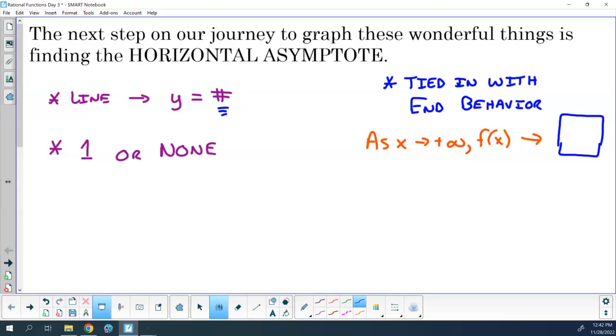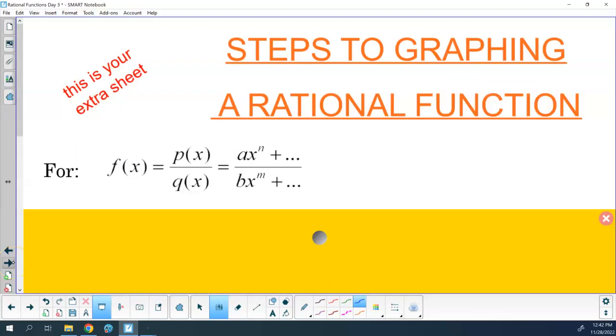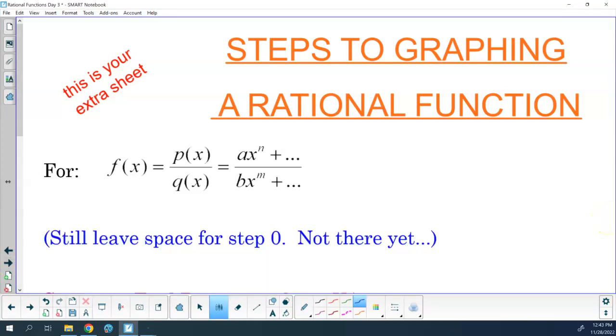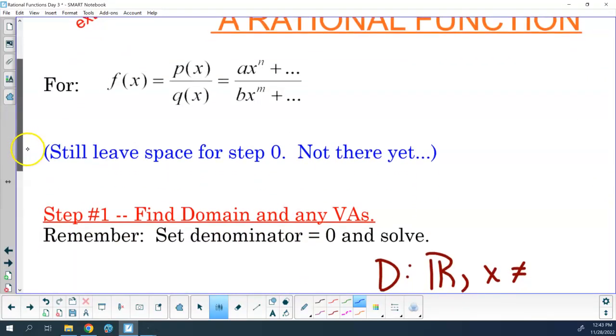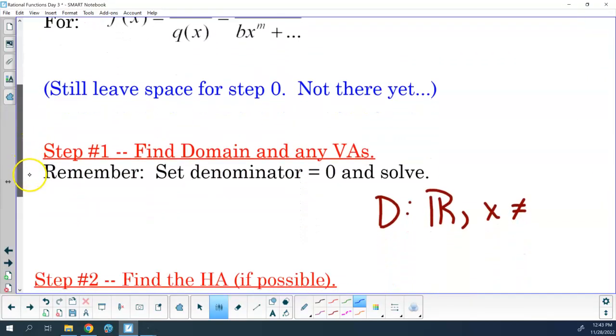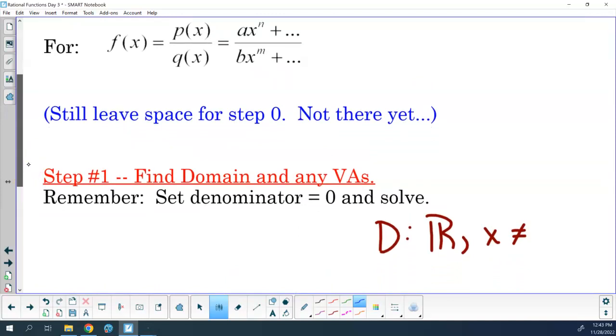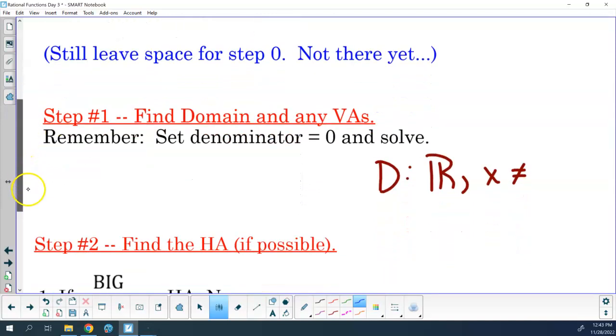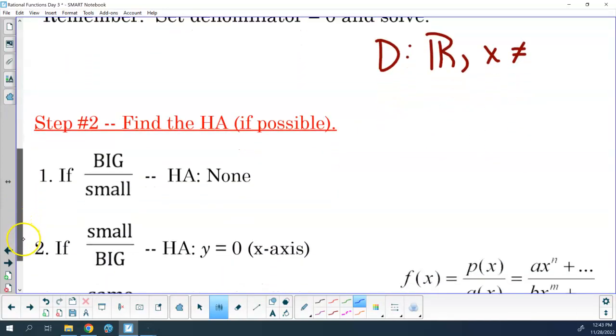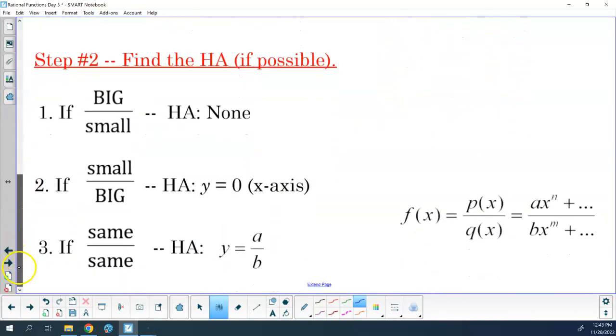Okay? So how we go about finding the horizontal asymptote, and this can now go on your extra sheet. We're still going to leave space for 0. Step number 1 was find the domain and any vertical asymptote. We did that on Monday. So now here are the steps to finding our horizontal asymptote.